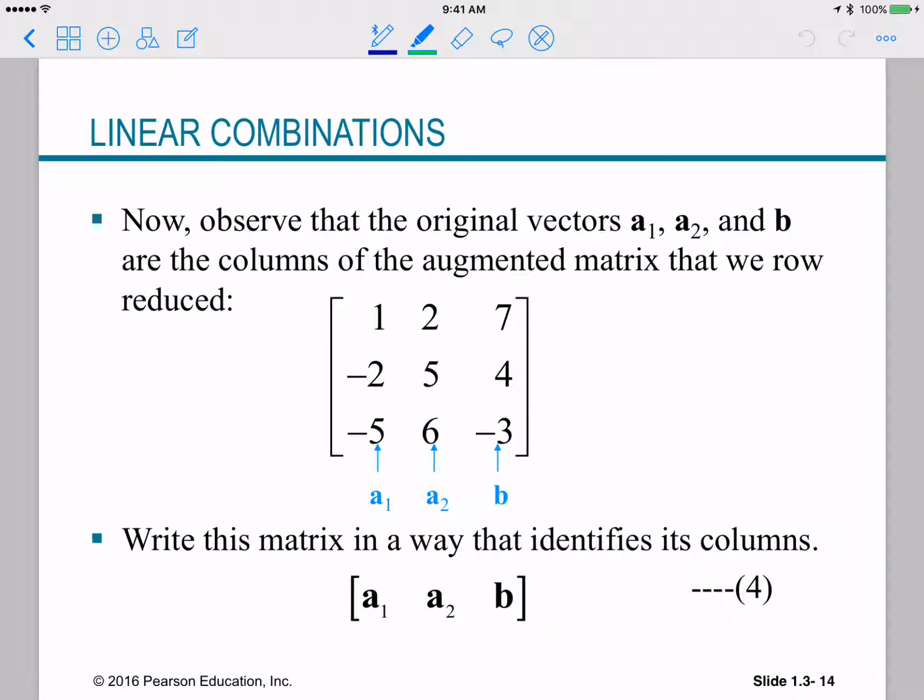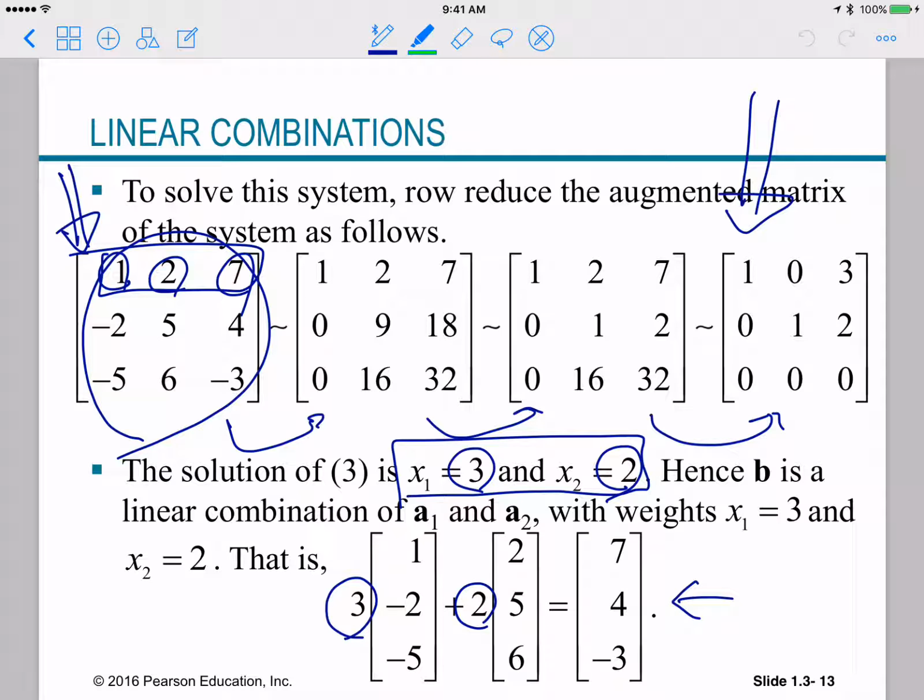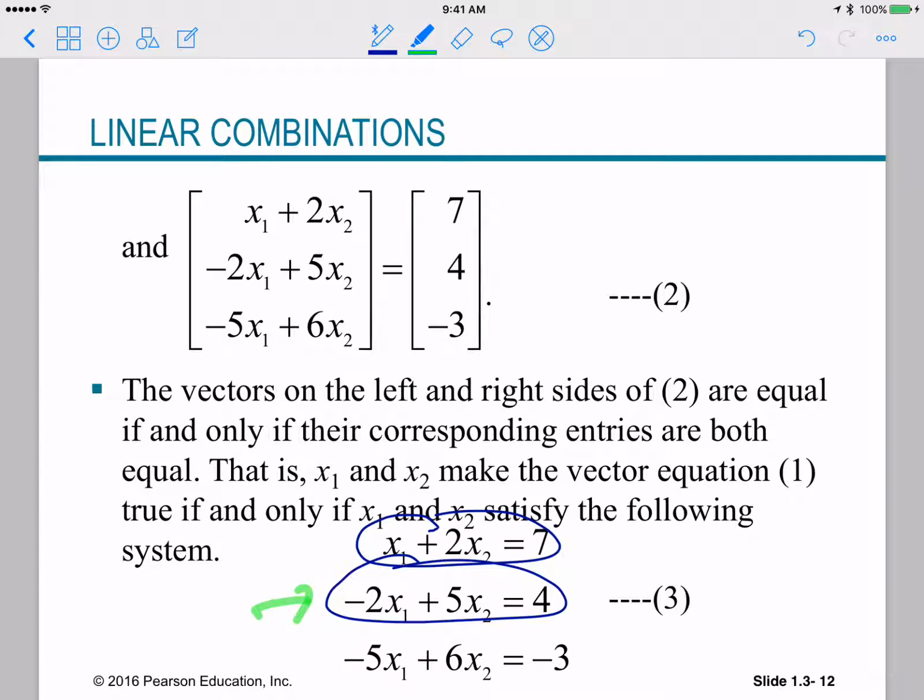This is our a1, a2, and this is b. So that's one simple way of obtaining the augmented matrix from the vector equation. We simply concatenate the vectors horizontally, and that is exactly the same as our augmented matrix from this set of equations.